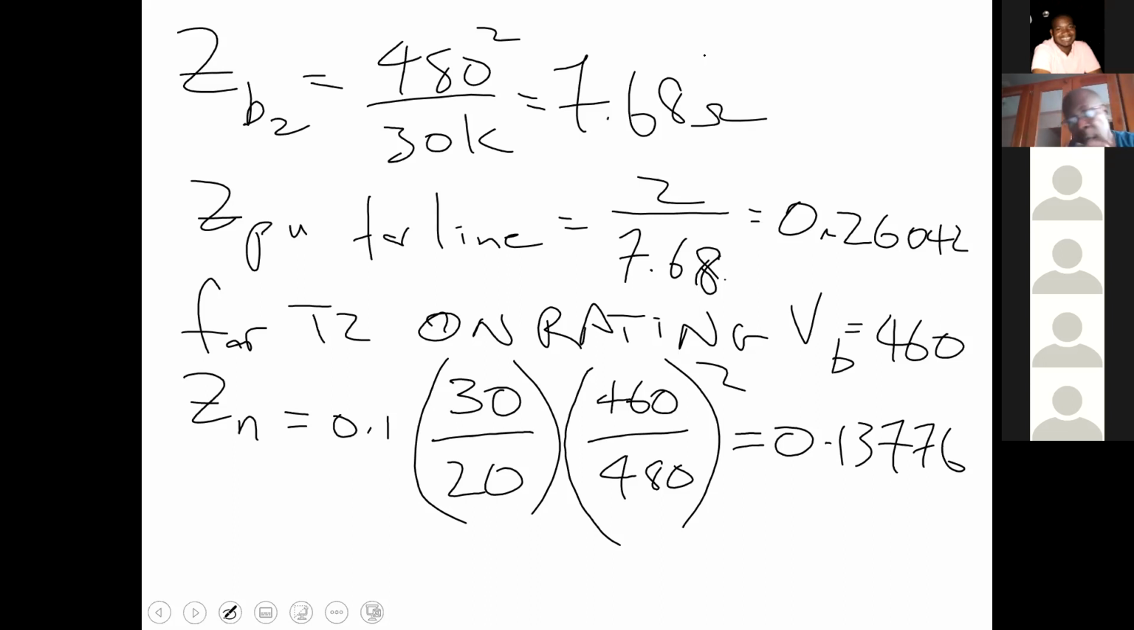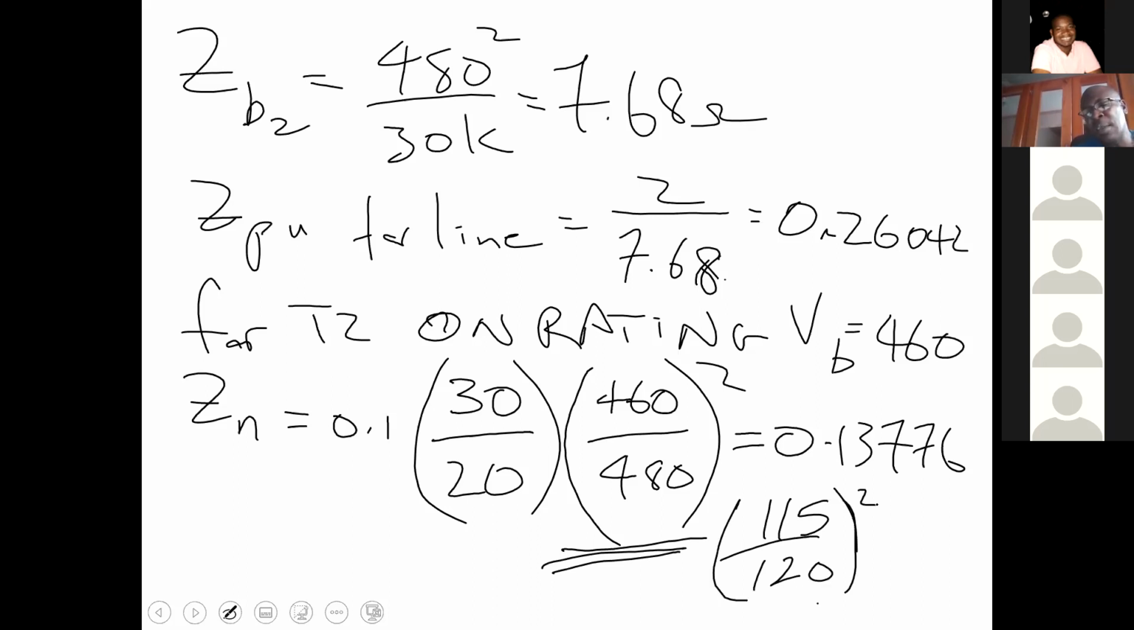All right? So, if it's 120, it means that if you were looking at it from the other side, this voltage ratio that you have here would be 115 over 120 all squared. You with me? And the 30 and the 20 would remain the same. So the 115 over 120 all squared times that, times 0.1, would give you the same result. The point I am making is that the per unit reactance, regardless of the side of the transformer you look at, would be the same. So this is just reinforcing what we said earlier.